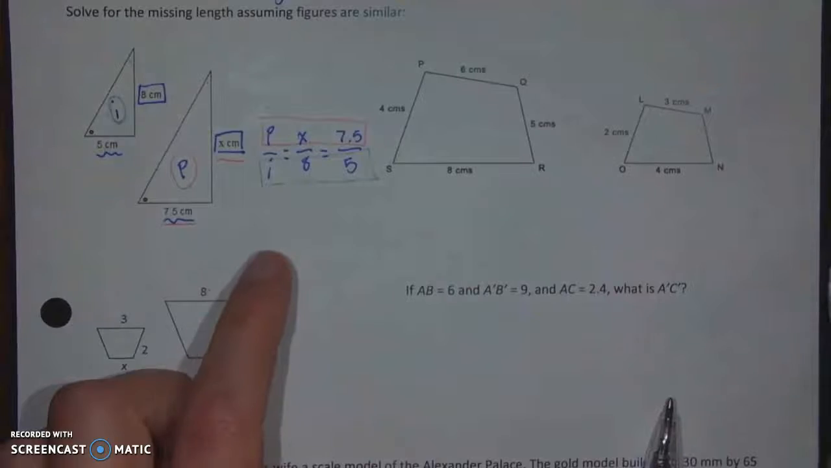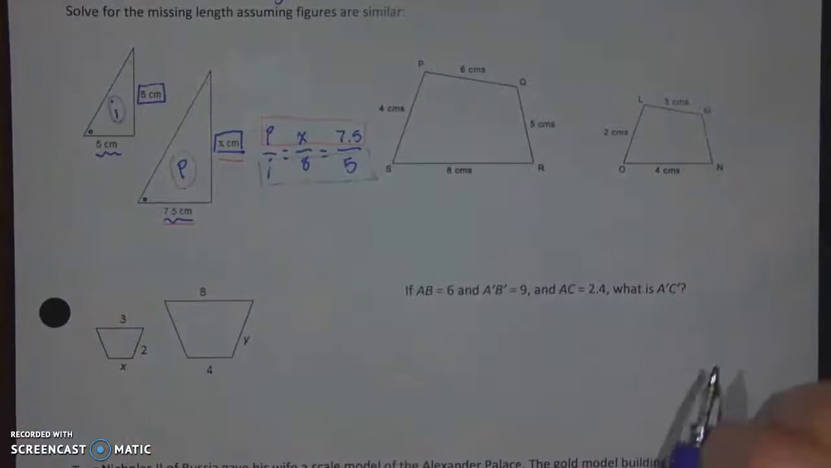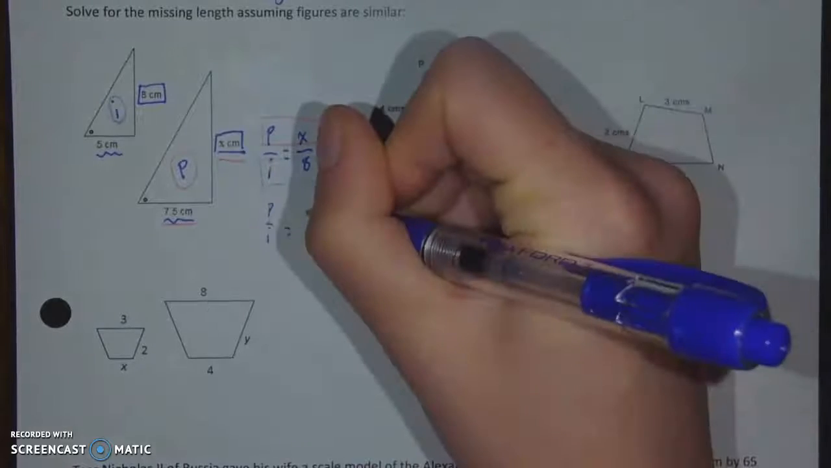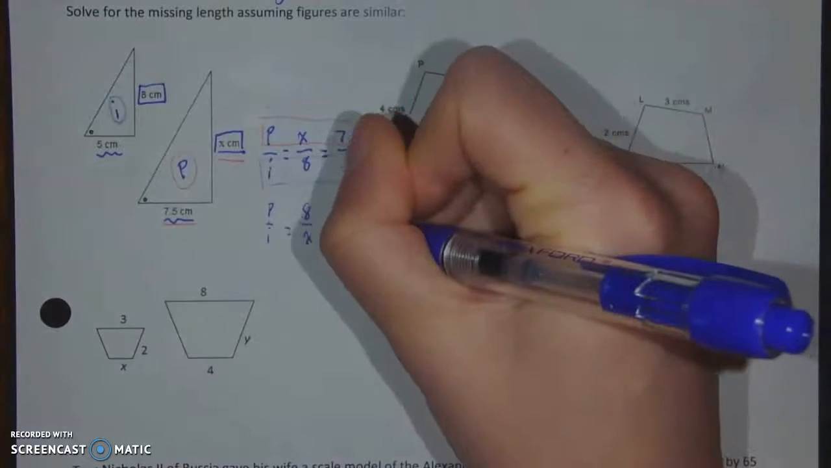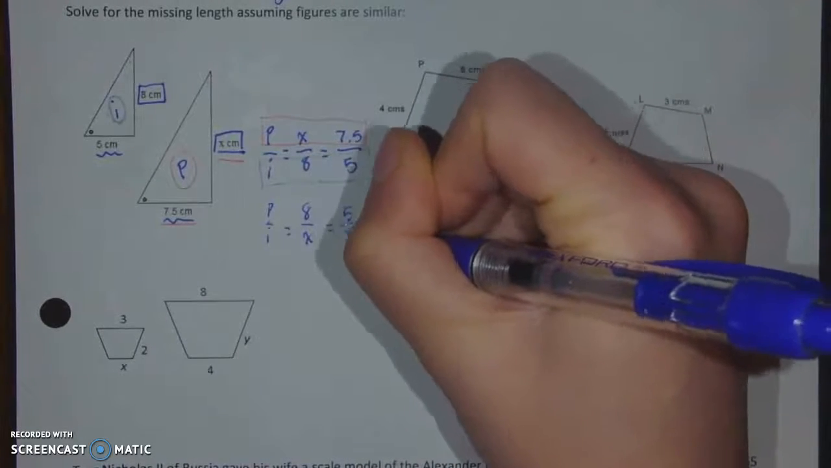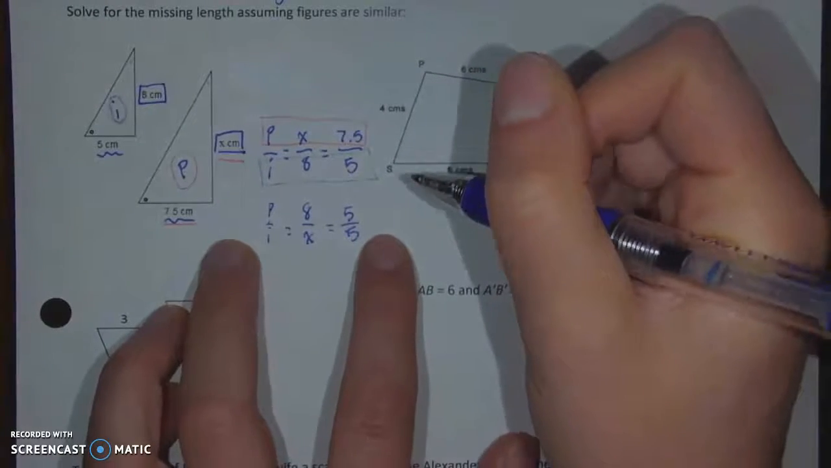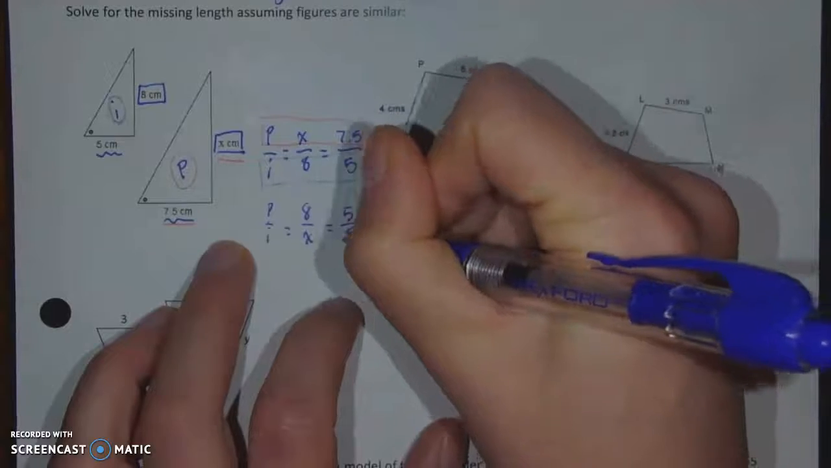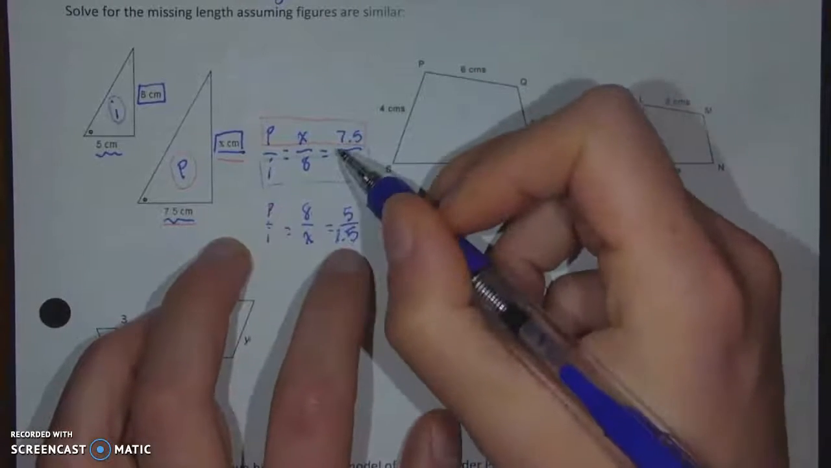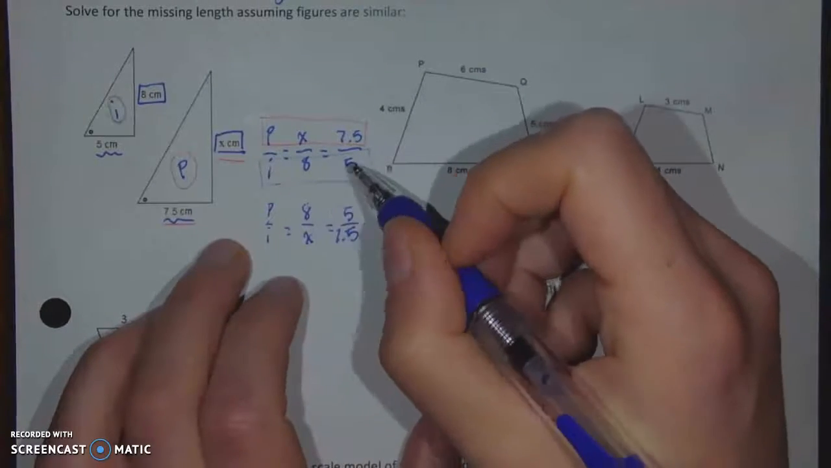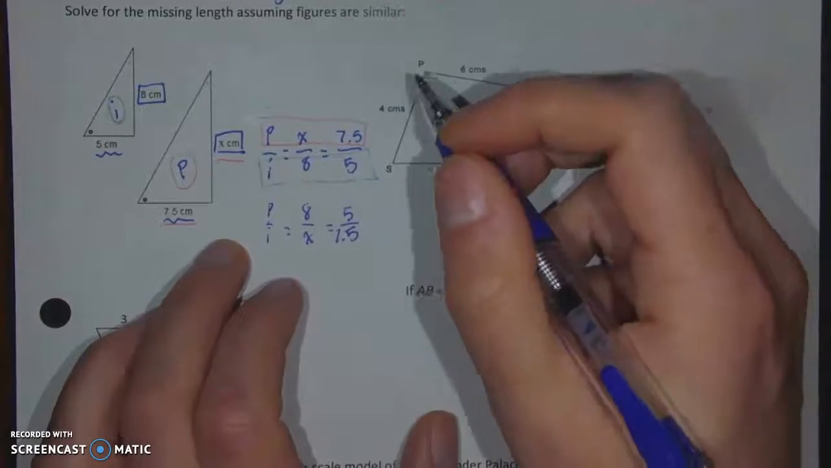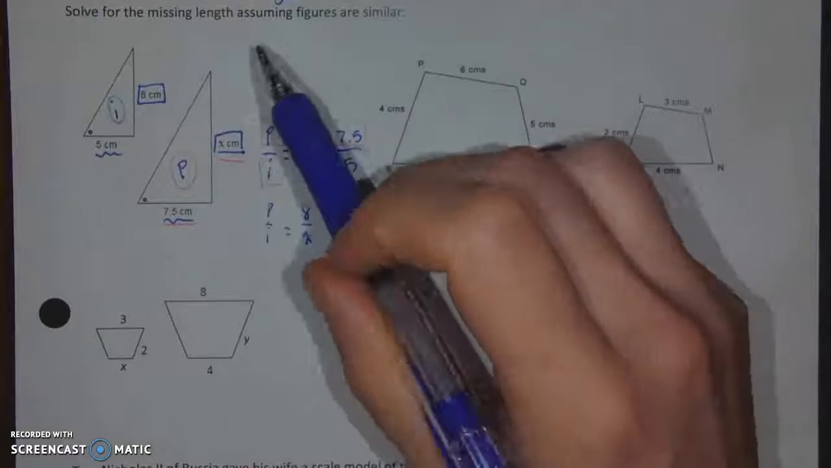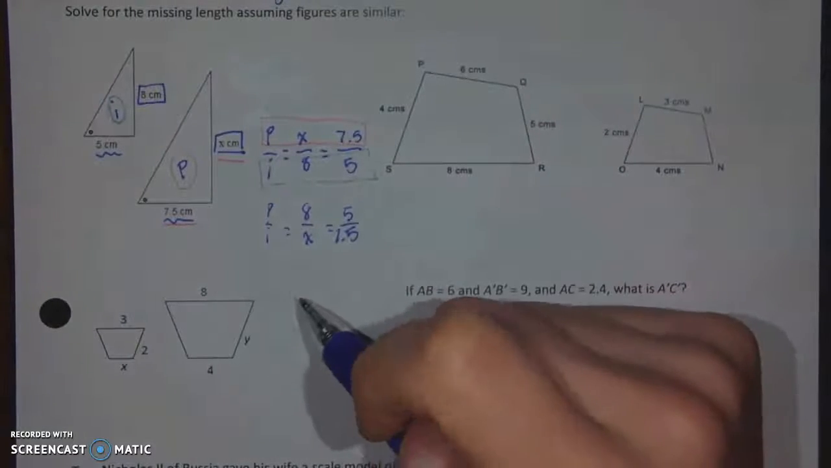By the way, notice that it won't matter if both of them are flipped. So had I switched this so that I had the pre-image over the image, I'm going to end up with flipped fractions, but in the end, all of my pre-image things are together, all of my image things are together. And when I use means extremes, I still end up with my 8 times 7.5, and x times 5. So don't be afraid of which one's your pre-image versus image when solving for lengths. It won't matter in this case.